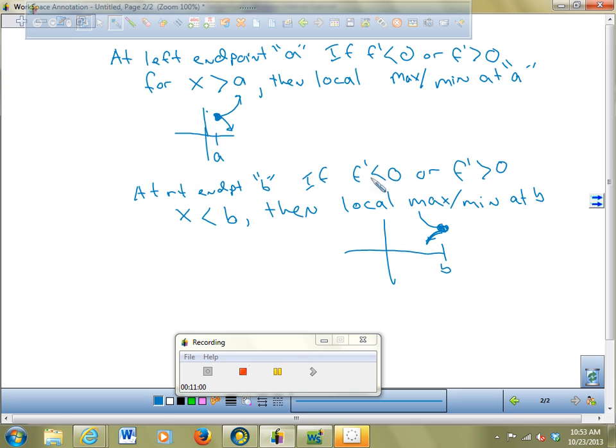If f prime is less than 0, negative, then it's a low, yep, you're right. That should be a minimum and maximum. Minimum, maximum. So if the derivative is negative coming into that point, it's a minimum. If the derivative is positive coming into that point, it's a maximum. I guess that's about all we have.